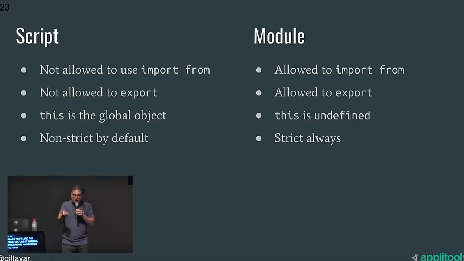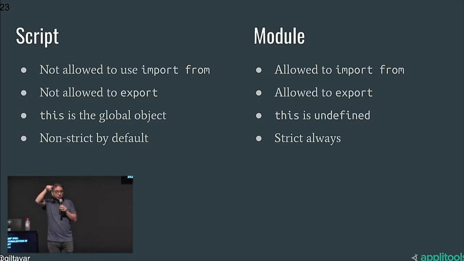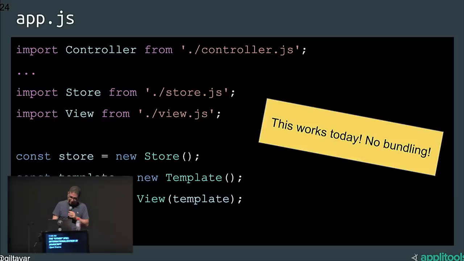And there are little minor differences. For example, this in the global scope is window or global or whatever global thing we have. And it's non-strict by default. If you want it to be strict, you add use strict. Module code is allowed to use import and export. Obviously, it's module code. And this is undefined. No idea why, but this is true, and it's always strict. By definition, it's strict always.